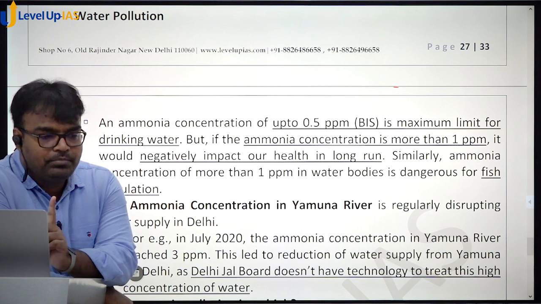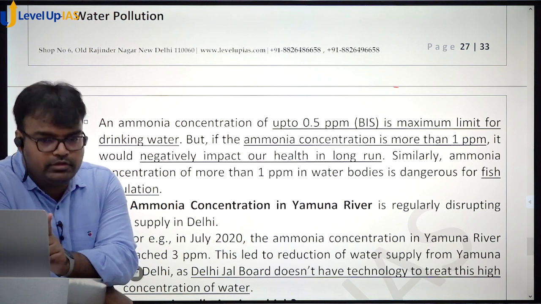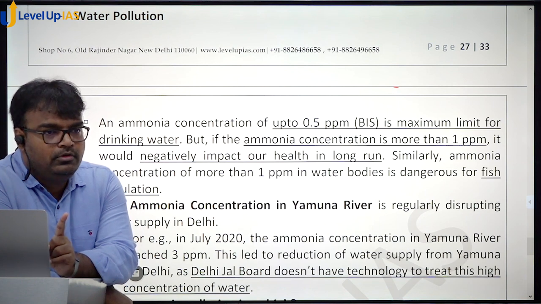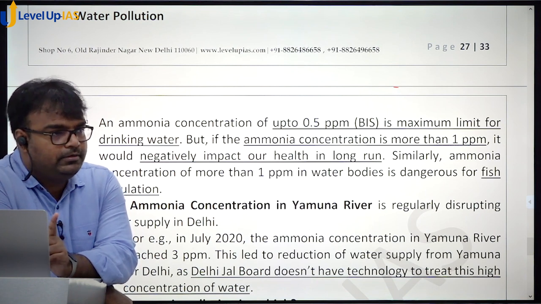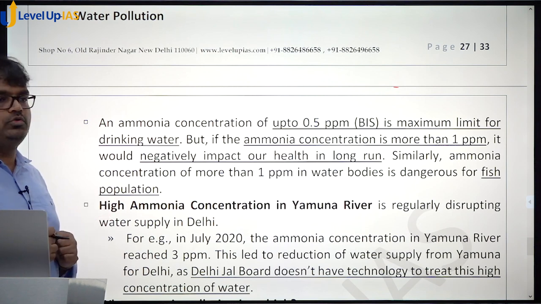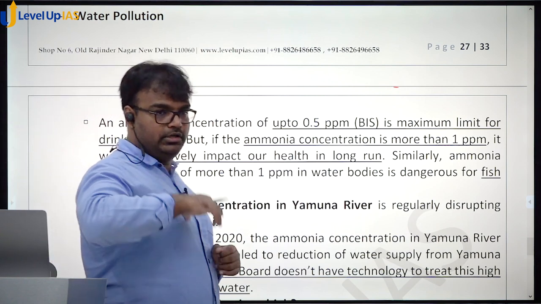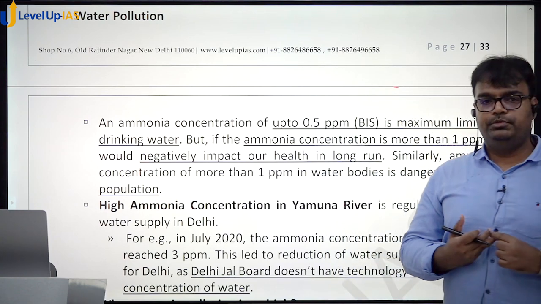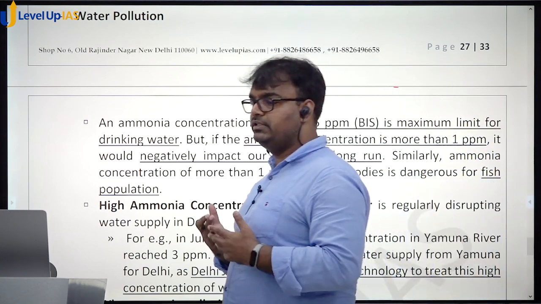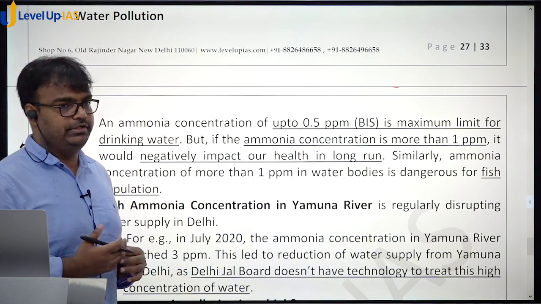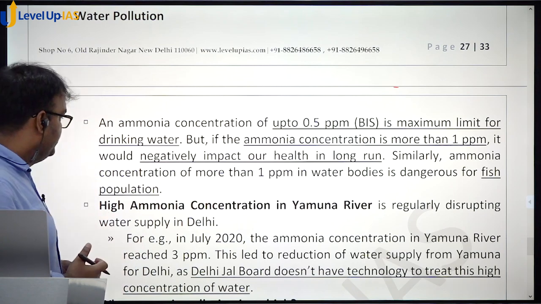In the same way, if in water ammonia becomes more than 1 ppm, 1 parts per million, it will be harmful for our health, it will be harmful for fish population. It's not only that we will not be able to drink that water, that water would not be suitable for us, it is also the fact that it will impact fish population and biodiversity negatively.